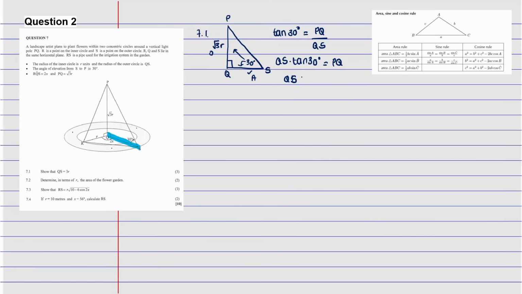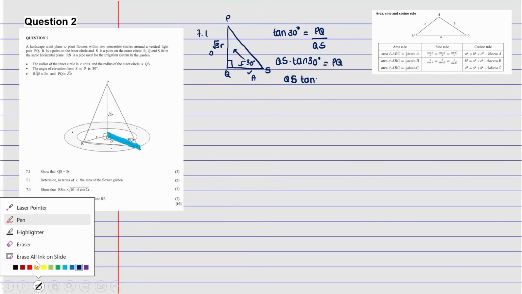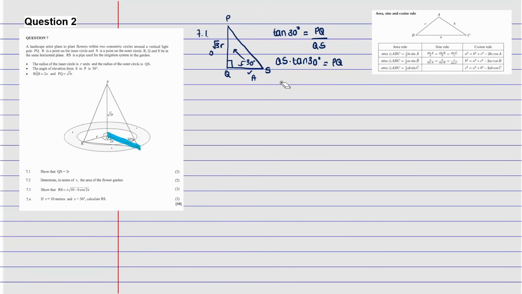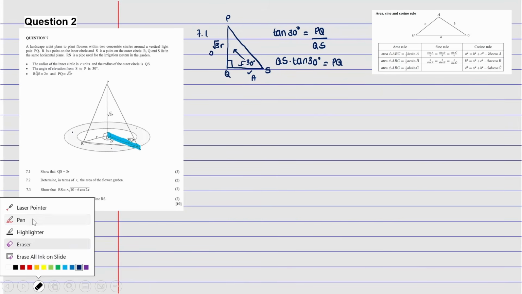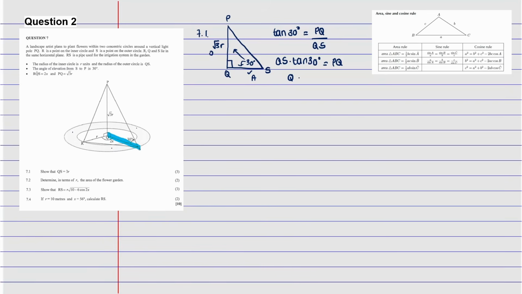So this is going to be QS tan 30 degrees. We want QS to be the subject. So QS is equal to PQ divided by tan 30 degrees. Now we already know what PQ is. PQ is root 3 R. So QS is equal to root 3 R divided by tan 30 degrees.